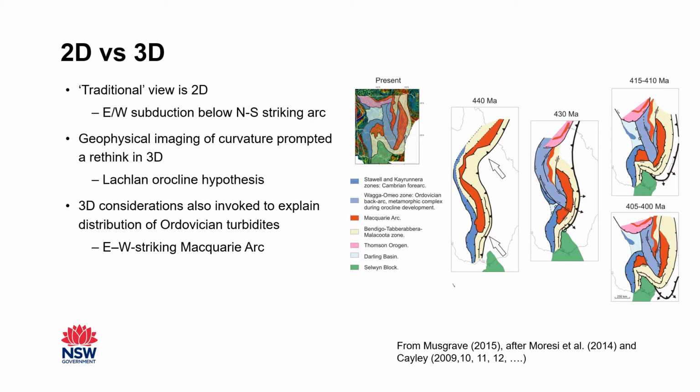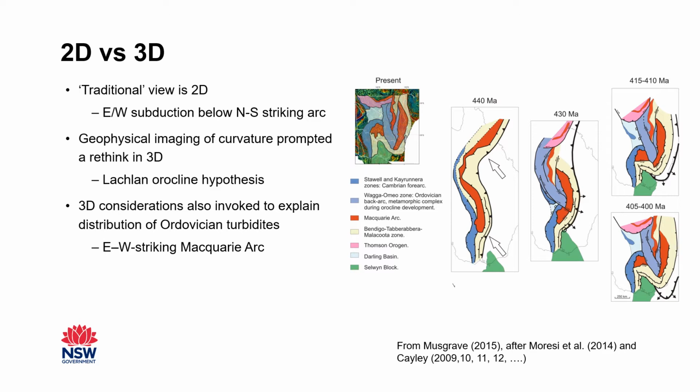Most of the models for the Macquarie Arc focus on the issue of west versus east subduction below an essentially linear north-south striking arc. Aeromagnetic imagery displays evidence of curvature in the western and central Lachlan Orogen, and this prompted a rethink of the origin as a 3D system that evolved over time.